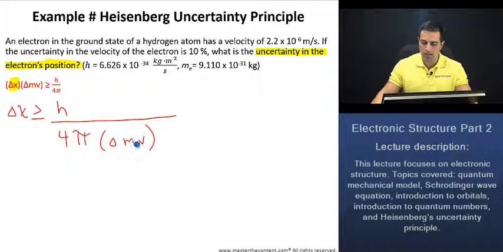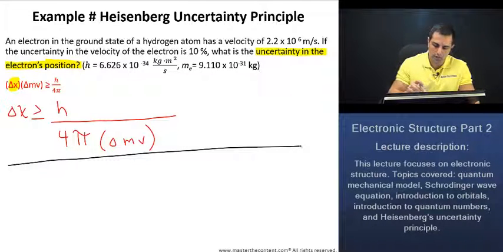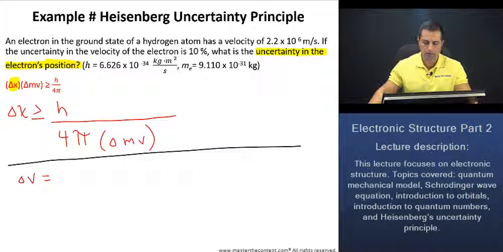But we need the uncertainty here in the velocity, right? So let's go ahead and calculate that first, and then we'll have everything that we need. Now coming back here, we see that it's telling us that the uncertainty in the velocity of the electron is 10%. Thus, all we need to do is take the uncertainty percentage and multiply that by the actual velocity, and that's going to give us the uncertainty in the velocity of the electron.